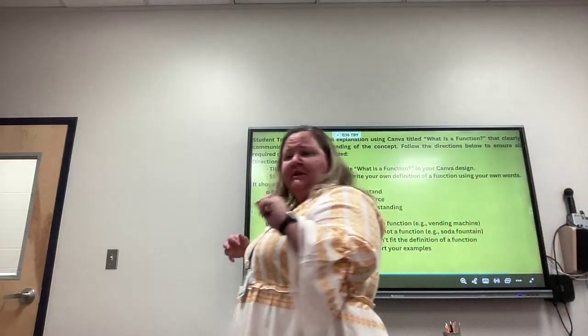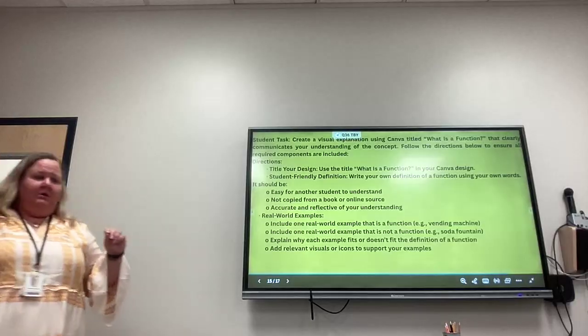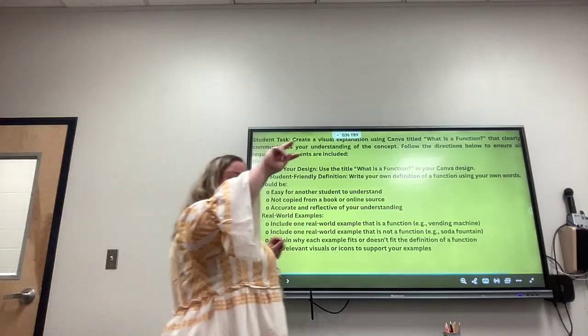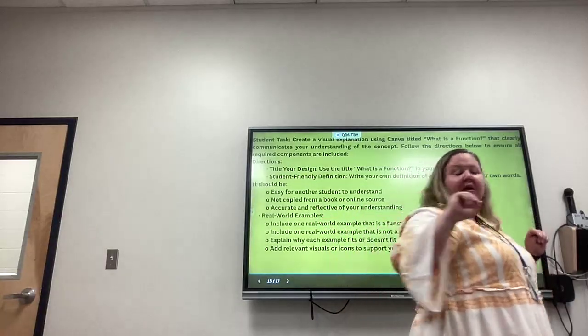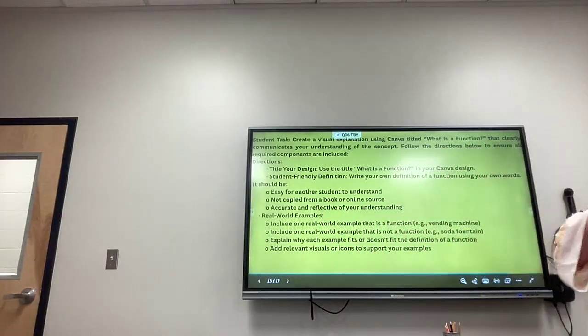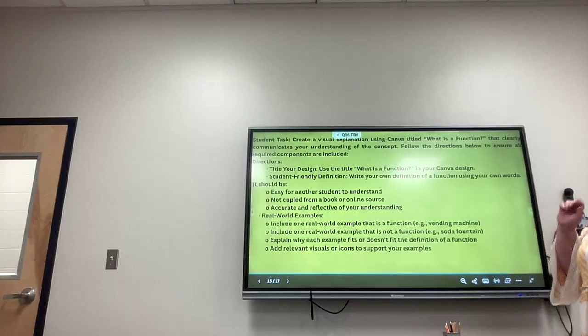Now, can the outputs be doubled? No. Can we have two different inputs going to the same output? Yes, two different inputs, but not two different outputs. The outputs can't come from the same input. Very good. It's a tongue twister.